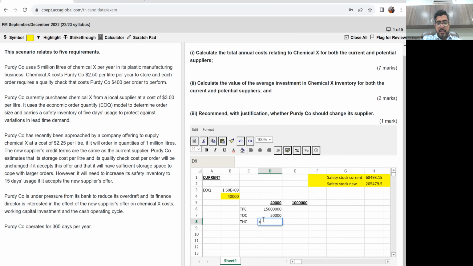So THC is CH times average stock. CH is the holding cost, storage cost, 2.5. And average stock is half EOQ plus safety stock. So what we can do is get here the current average stock.